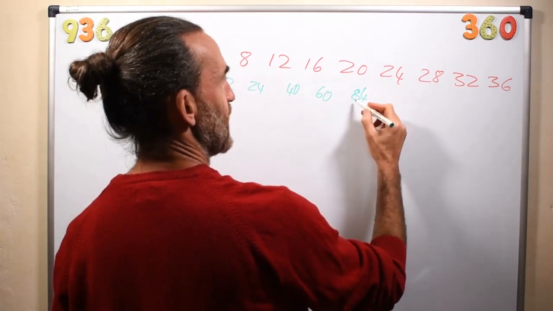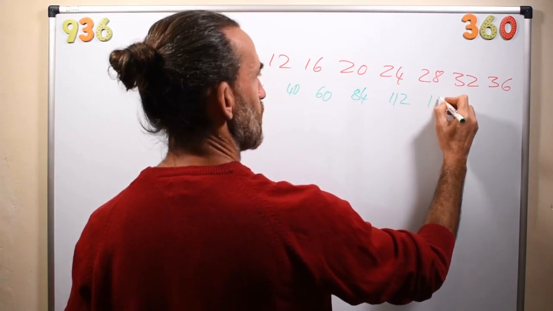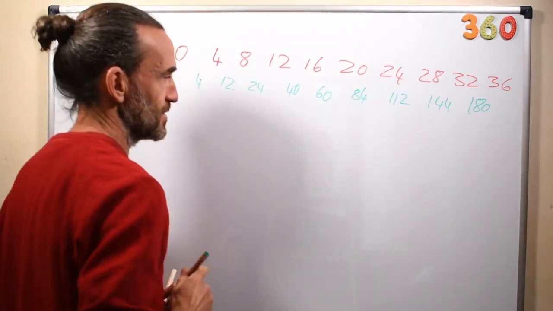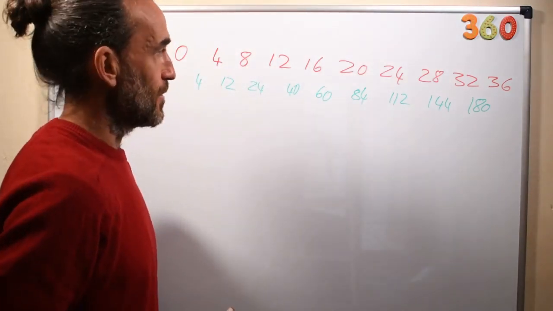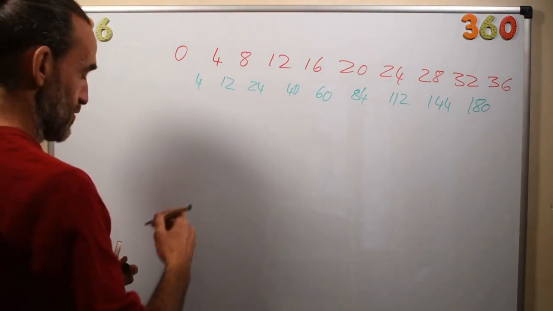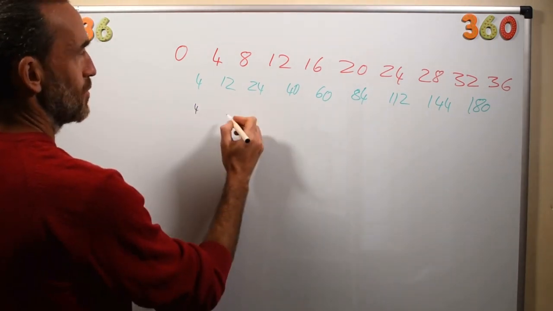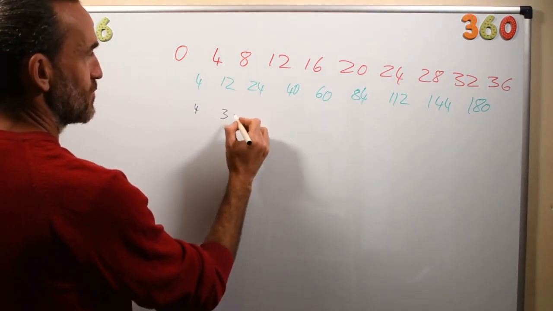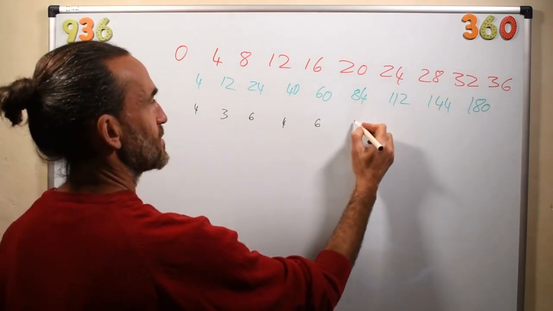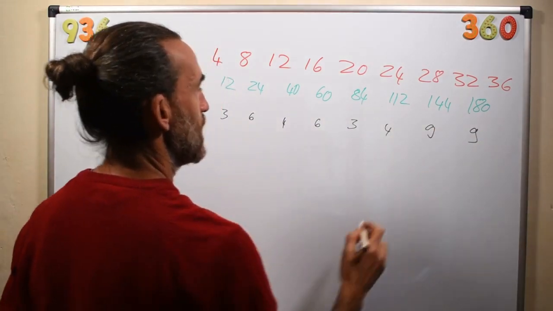Add on the 28, we've got 112. Add on the 32, we've got 144. Add on the 36, we've got 180. Okay. So now we're going to look at the root numbers here. So root number of 4 is 4. Root number of 12 is 3. Root number of 24 is 6. 4, 6, 3, 4, 9, 9.